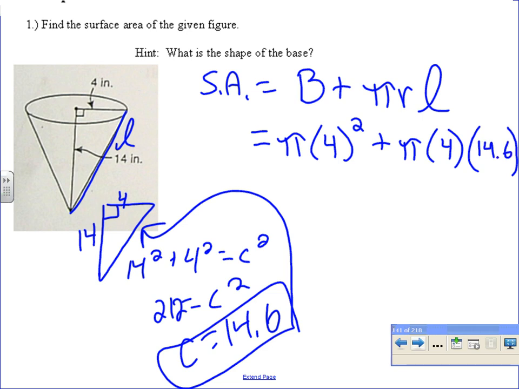And now let's solve. Be careful on this because you need to square the 4 first. So 16 times 3.14 is 50.24. And then the right-hand side, 3.14 times 4 times 14.6 is 183.38. So what's the total surface area? Josh, what did you get?